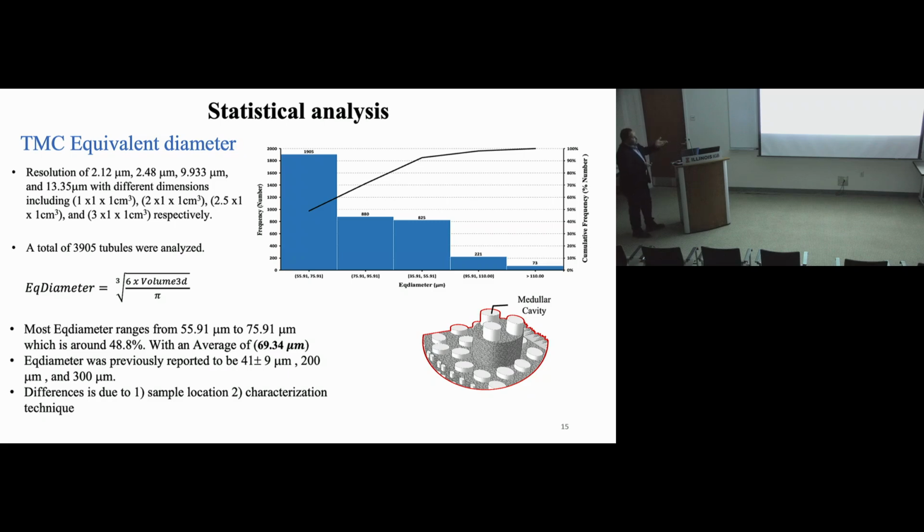But in our work, we extracted 5 different samples from 5 different locations, and we did the analysis based on multiple resolutions with different lengths, and then we did this kind of analysis. So for the equivalent diameter, the average is around 70 micron.